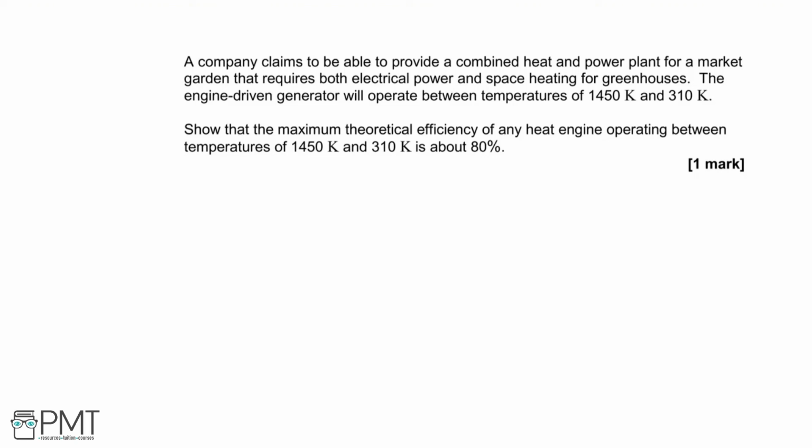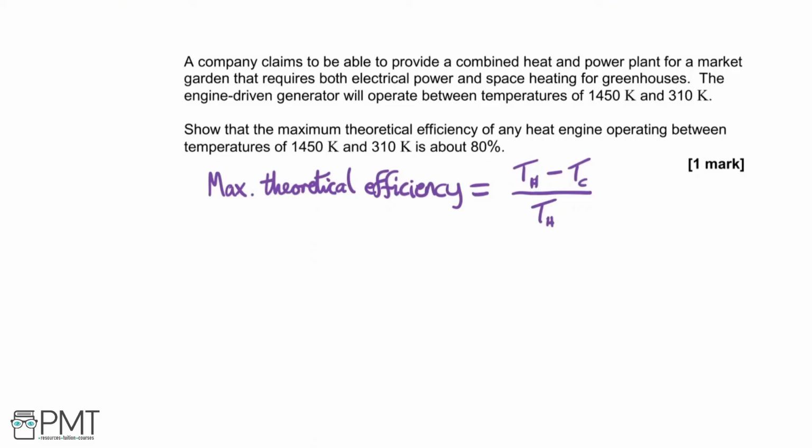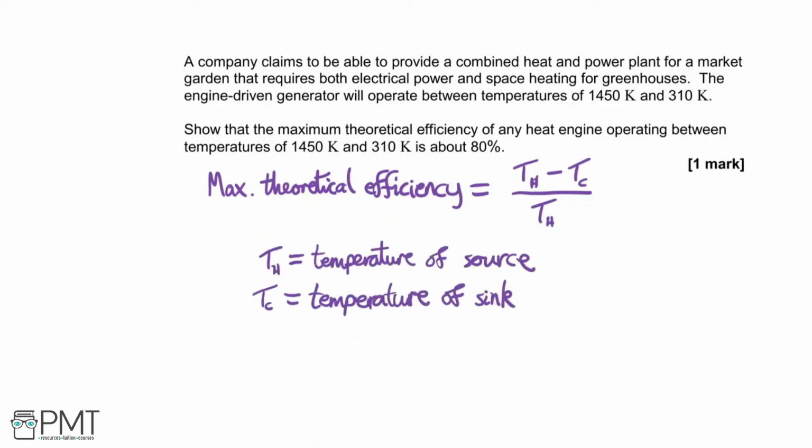This question is very straightforward because it just uses one equation to make a calculation and obtain 1 mark. So let's write that equation down first of all. So maximum theoretical efficiency is equal to TH minus TC divided by TH, where TH is the temperature of the source and TC is the temperature of the sink. So we just need to substitute in our values.